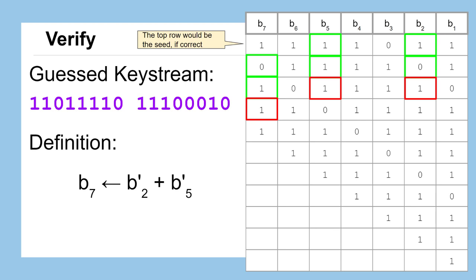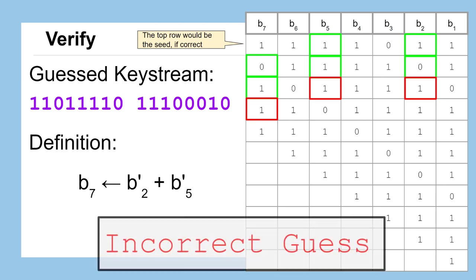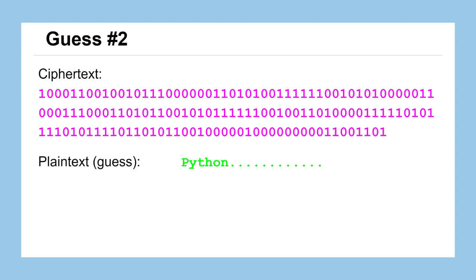So we now know we have enough information here to figure out that this was an incorrect guess at the plain text because it yielded a keystream that would not have been able to be produced using the LFSR that we know should have generated the keystream. Incorrect guess. So let's try again. Let's say we've got the same ciphertext, but now we think it's about Python, the language that we've been using in this course. So we'll follow the same steps.